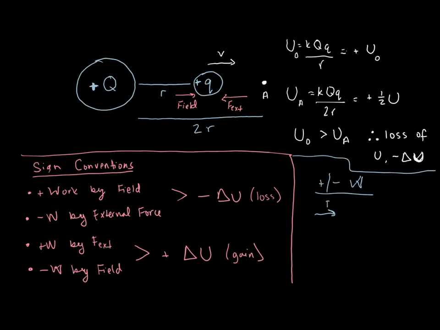So when force and distance are in the same direction, this leads to positive work. But when force and distance are in the opposite direction, that's negative work. Okay. So in our case here of two positive charges with our test charge moving to the right away from the source charge, we have a loss of energy because the field does positive work, which leads to a loss of energy, just as the external force has negative work.